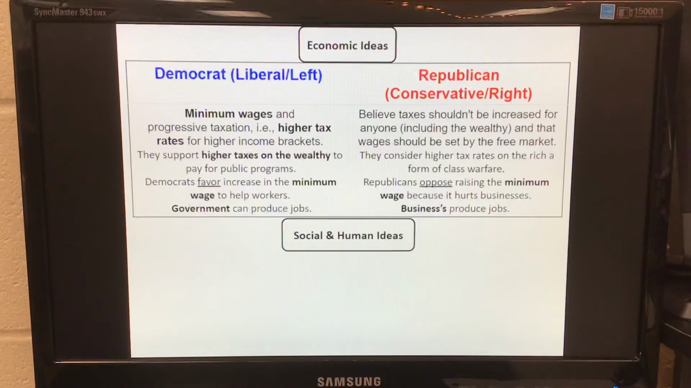Okay? When it comes to the progressive tax, the Republicans do not agree with what they believe is class warfare. They said you're attacking the wealthy people because they've been more successful and made money. And so they would prefer a flat tax.